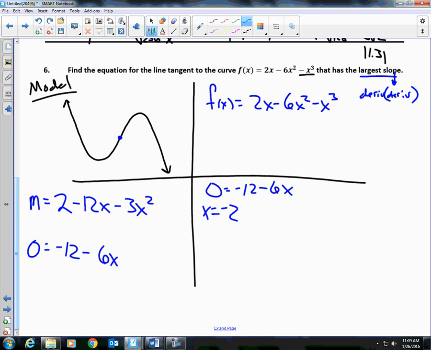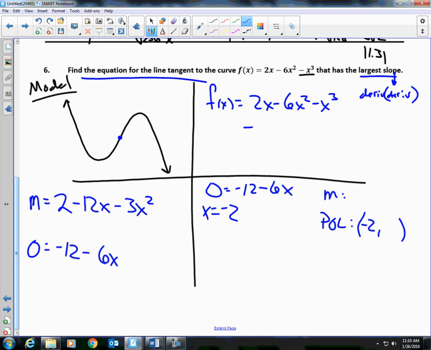So, the problem asks to find an equation for the line tangent. What 2 things do I need in order to find an equation for the line tangent? Good. I need my slope, and I need a point on my line. We already know the x value of the point on the line is negative 2. Oh, I don't know the y value. How will I figure out the y value? Do I plug it into the second derivative, the first derivative, or the original? The original.